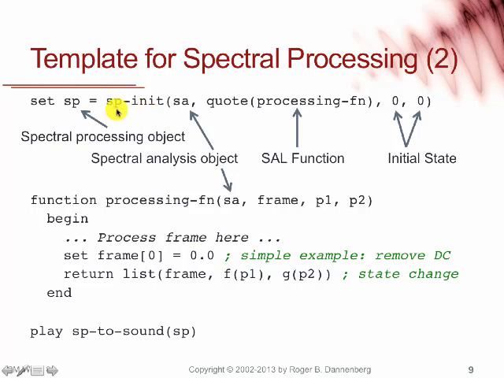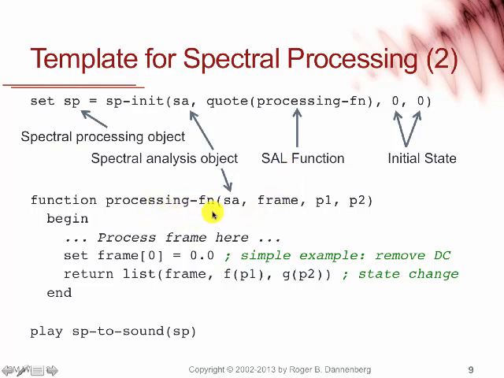We define a spectral processing object using SP init, and we pass into it a source of frames. So this is a spectral analysis object that we created on the previous slide. Then we specify a SAL function that will be called for each frame, and we can put some state into the object. And so we hand off the initial values of the state. Once we do this, the system will automatically analyze the next spectral frame from the spectral analysis source, and then it will call this processing function.